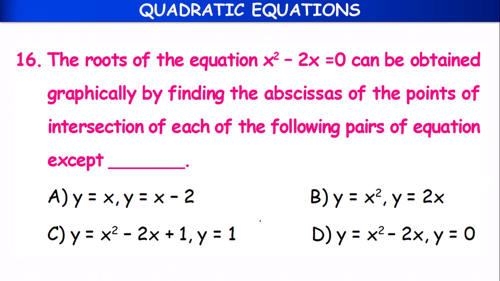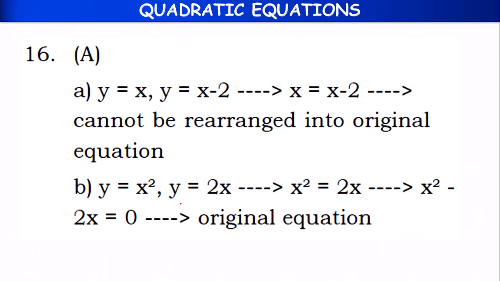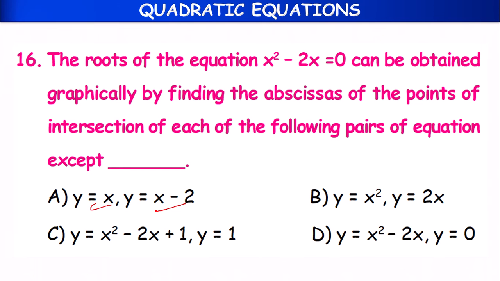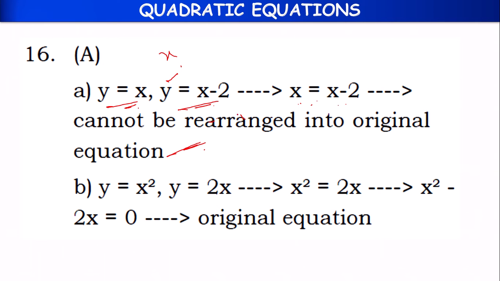In option A, they have given y equal to x and y equal to x minus 2. In the place of y, we can keep x, so we will get x equal to x minus 2. So this cannot be rearranged into the original equation. The original equation is x square minus 2x equal to 0, but with the given equations, we cannot frame this equation.